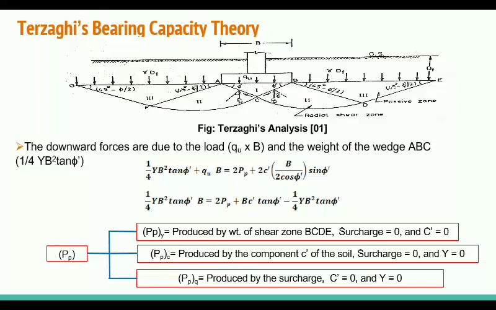So at a time we have to take two of these values as 0, like surcharge and cohesion, or surcharge and weight, or weight and cohesion, whatever. So there are three components, and we are calculating the passive pressure developed by one of these components by taking the assumption that the other two are 0. After that we can superimpose all these results, by the weight, by the cohesion, or by the surcharge. More or less it will be the same. There is some error, but we are neglecting the error, okay?